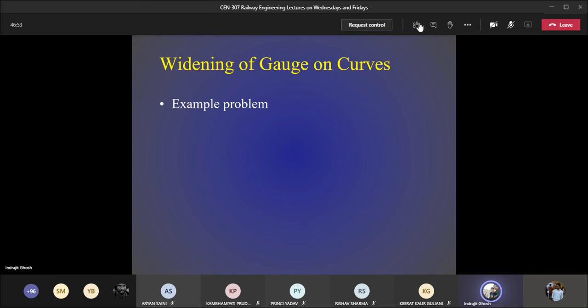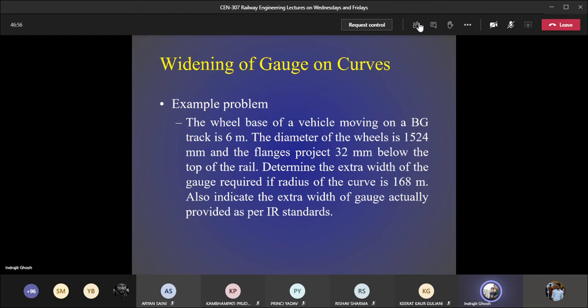Let us solve a problem once again. These things will be given to you. The wheelbase of a vehicle moving on a broad gauge track is 6 meter. So we need the data for the wheelbase. The diameter of the wheel is given as 1524 millimeter. The flanges project 32 millimeter below the top of the rail. So we know the flange. The flange is basically this one, this side.